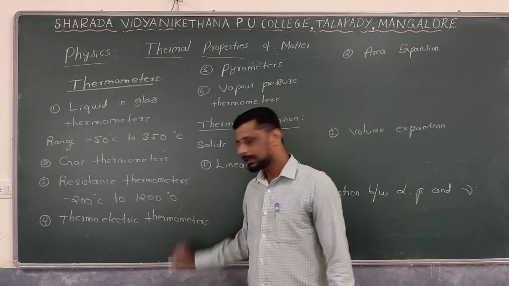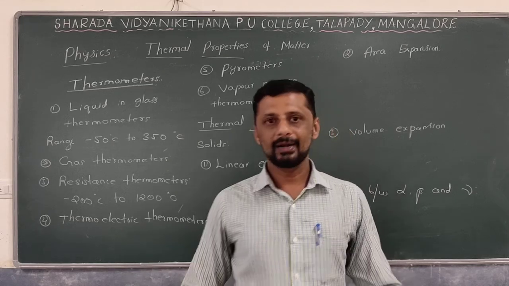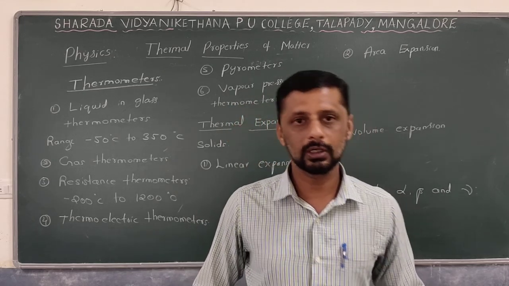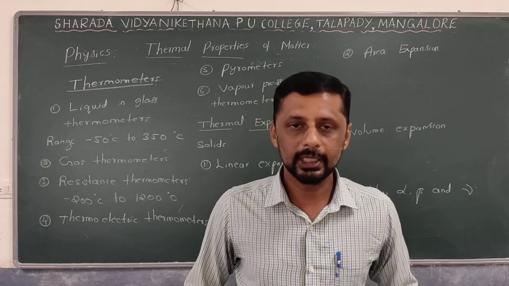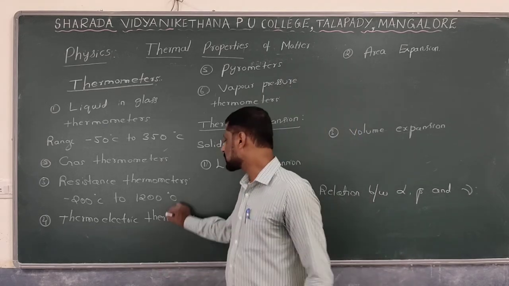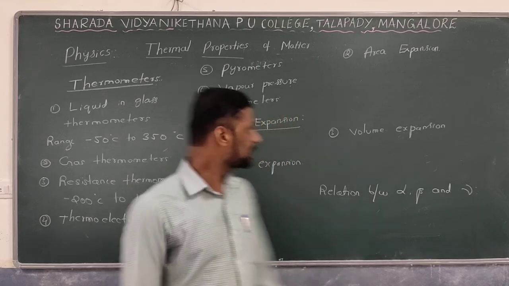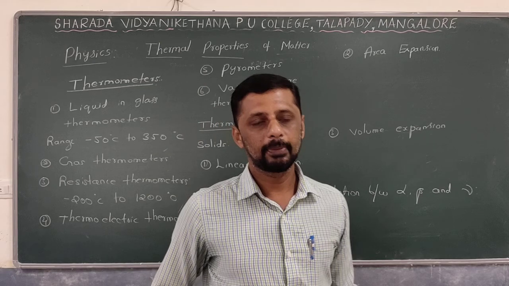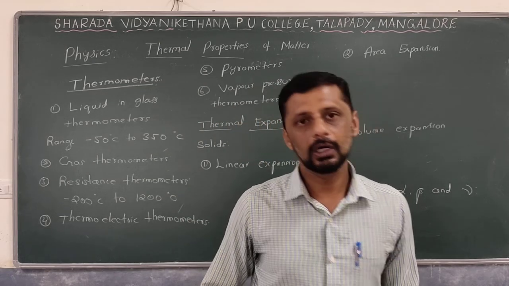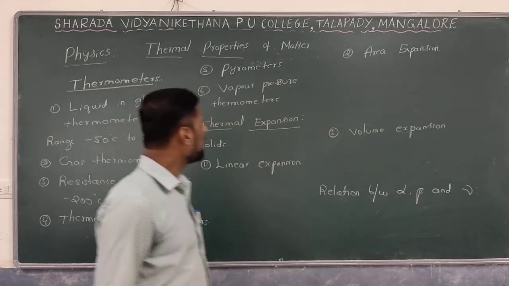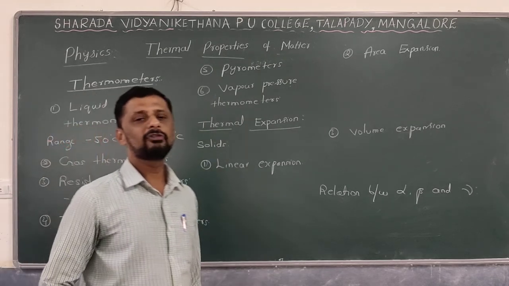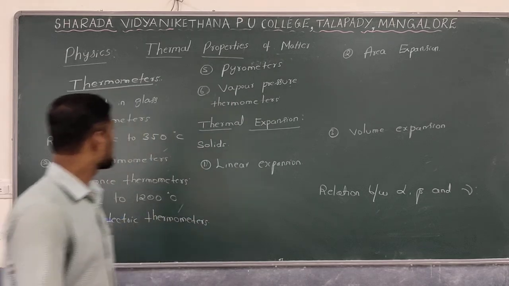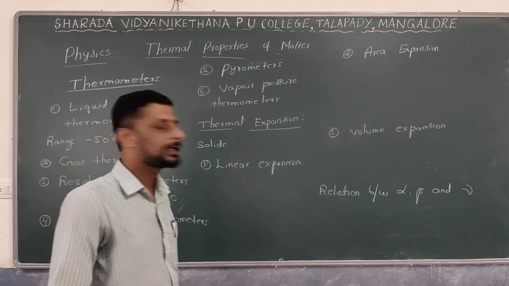Next, thermoelectric thermometers. Usually they are called thermocouples. Two different metals are used to construct a device which is called a thermocouple. By using a thermocouple also you can measure the temperature of a given substance. Next, pyrometers. In order to measure the temperature of a star, we normally use pyrometers. Next, vapor pressure thermometers. In order to measure very low temperatures, we normally use vapor pressure thermometers. So this is about thermometers and their different types.